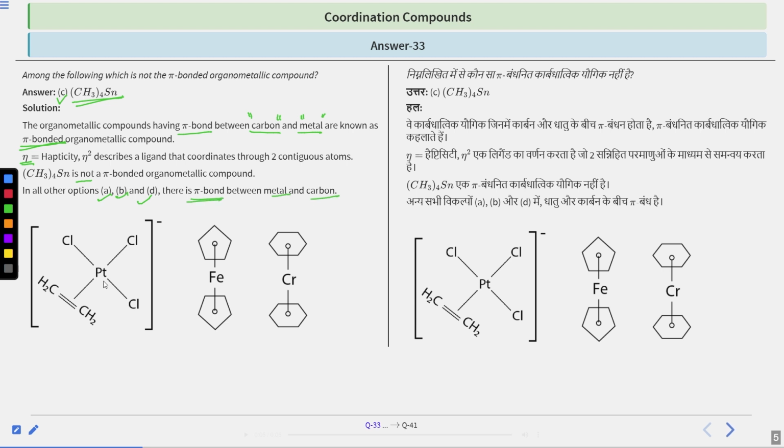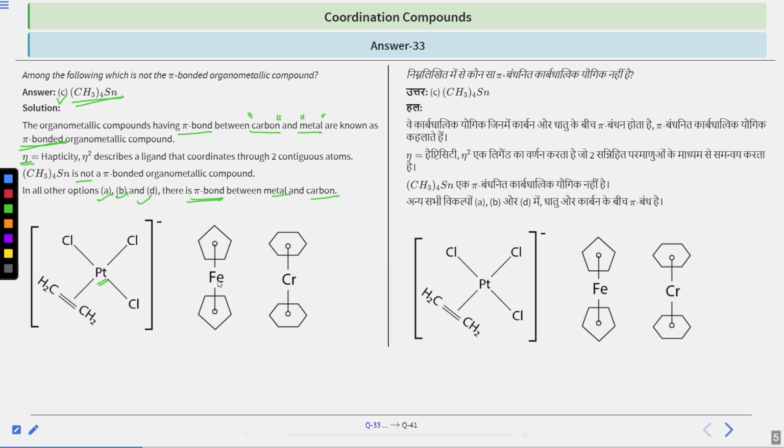You can see in the first option, Pt Cl3 and η2-C2H4, that there is a pi bond between the metal and the carbon chain. Basically this bond is between the carbon chain's pi bond and the metal. That is why it is counted as a pi bond between the metal and the carbon, and that is why it is a pi-bonded organometallic compound.